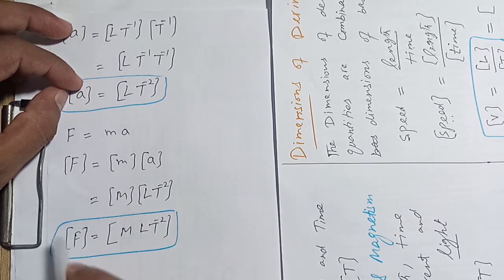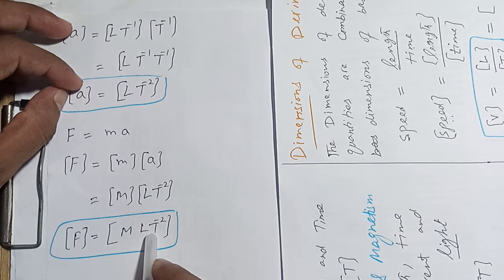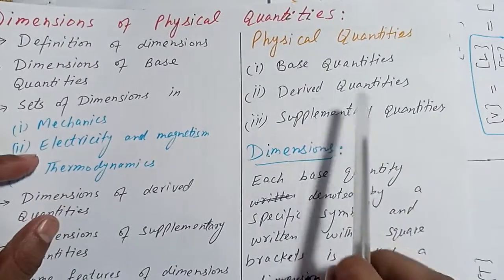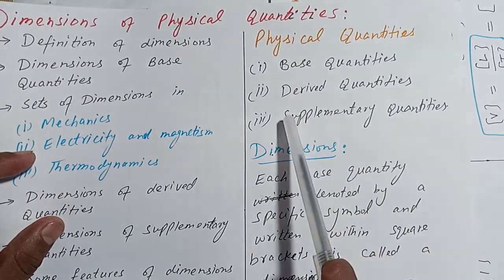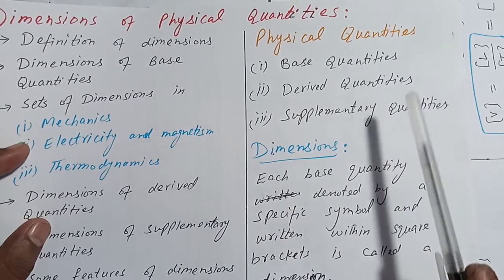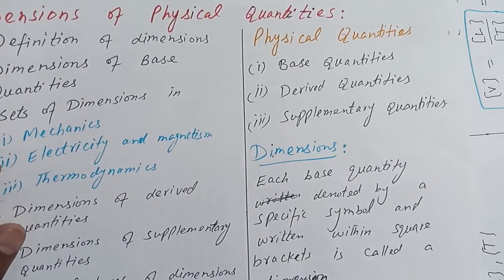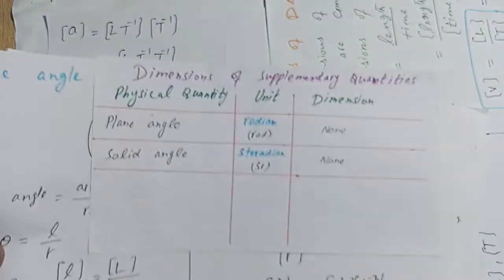Force is a derived quantity, and its dimension is the combination of base quantities. Mass, length and time, all these three quantities are base quantities. Now we talk about the dimensions of supplementary quantities. We have divided the physical quantities into three groups: base quantities, derived quantities and supplementary quantities. And we have discussed the dimensions of base and derived quantities. Now for the dimensions of supplementary quantities.